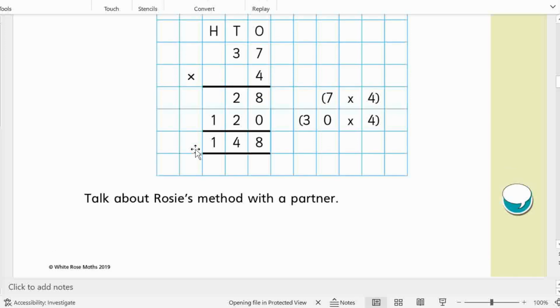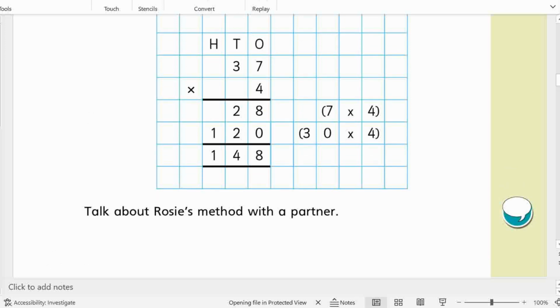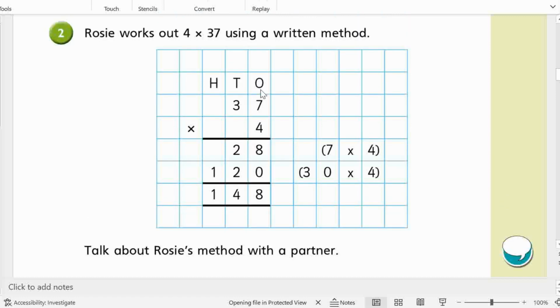Okay, and this method here is the one I just did, only this one is 37 times 4. Rosie works out 4 times 37 using a written method. So it's 4 times 7, which gives us 28. Then she's done 4 times 3 tens, which gives us 12 tens. So in other words, 120. Add them together, and you get your answer. Yeah? Okay, so now we'll have to do the same.